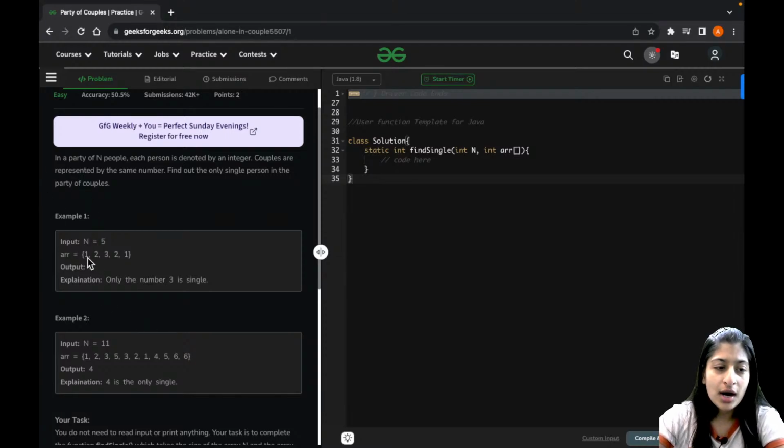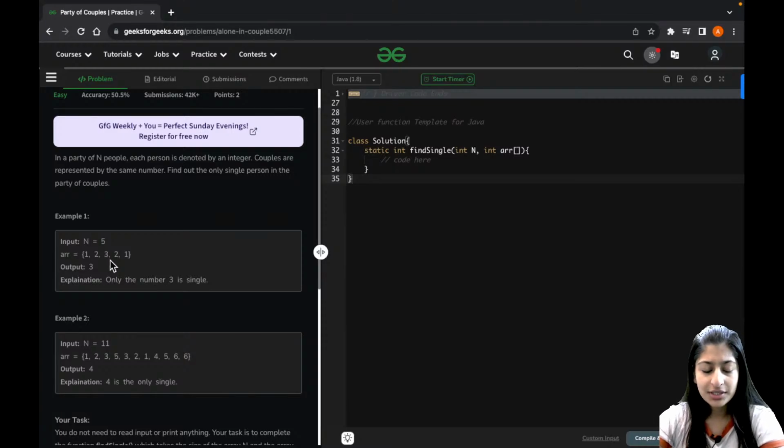So let's see, you are given a party of n people, you're given an array which contains n people, and there are couples which are represented by the same number. There will be only one person in this array of integers who is not in a couple. That means the person is single. So you have to return that single person, which is represented by an integer here.